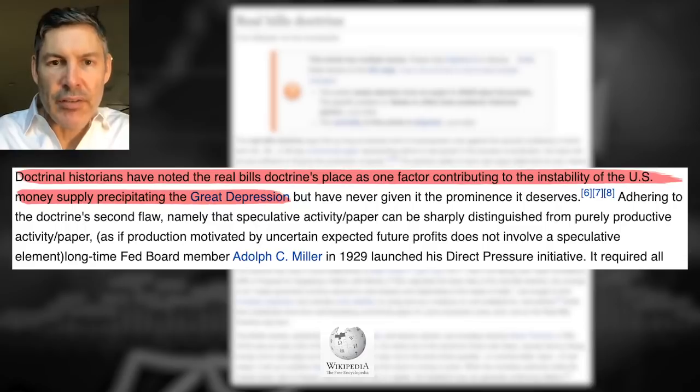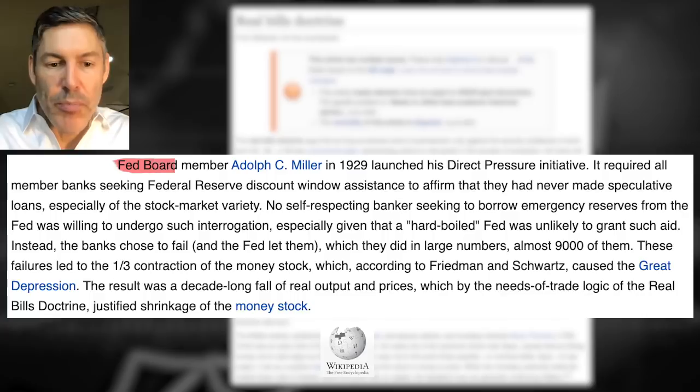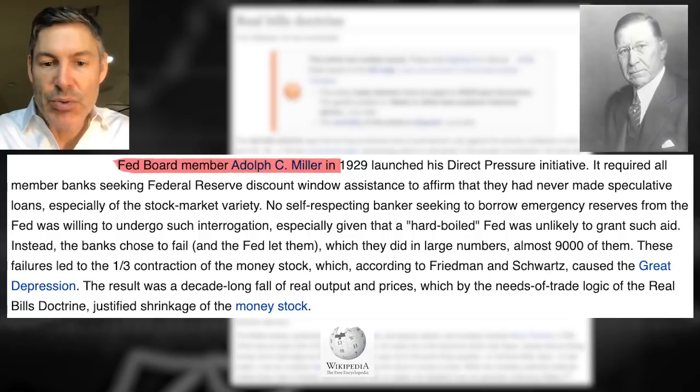And here's another example where we can see just how radically different the central bankers are today than they were back during the Great Depression. Fed board member Adolph C. Miller in 1929 launched his direct pressure initiative.